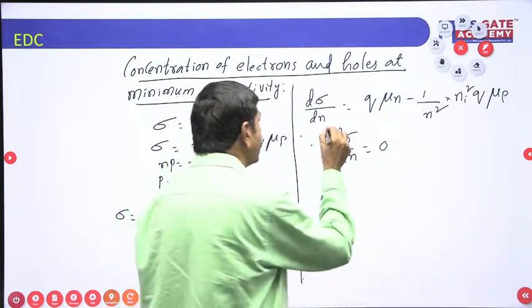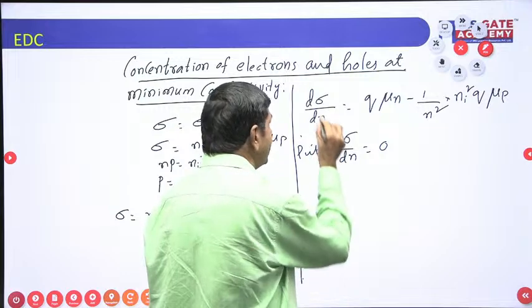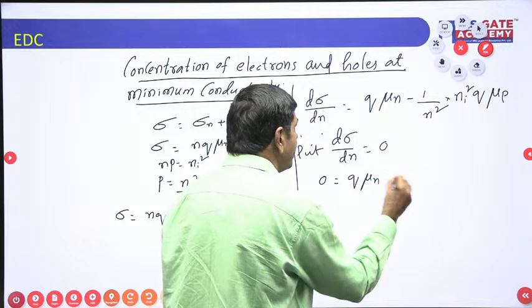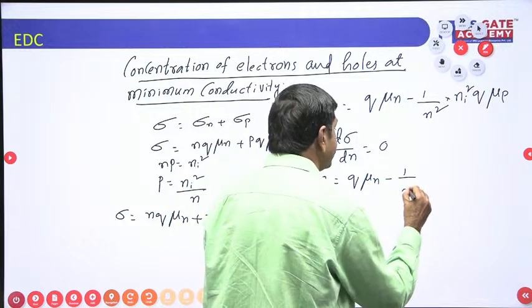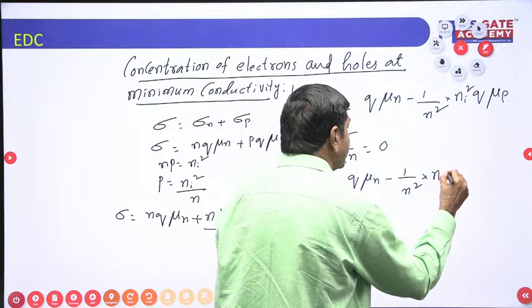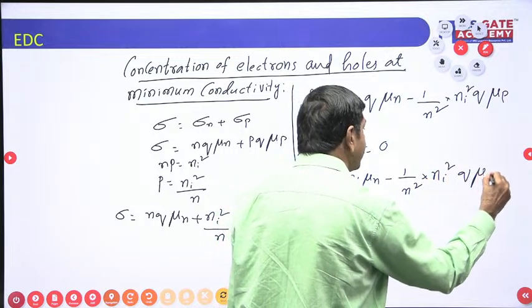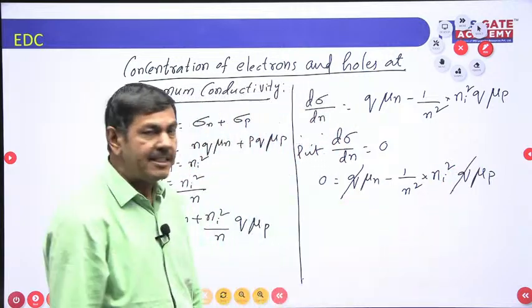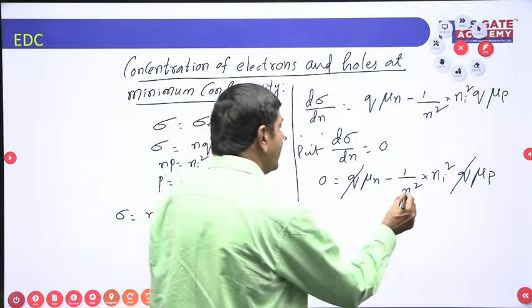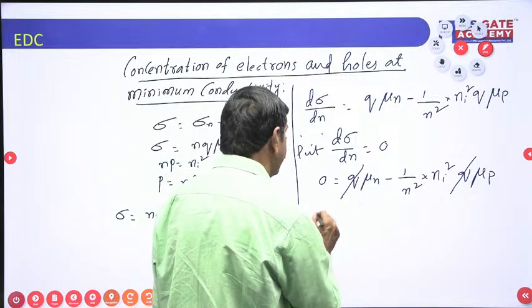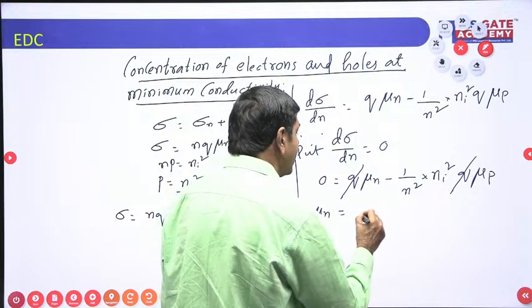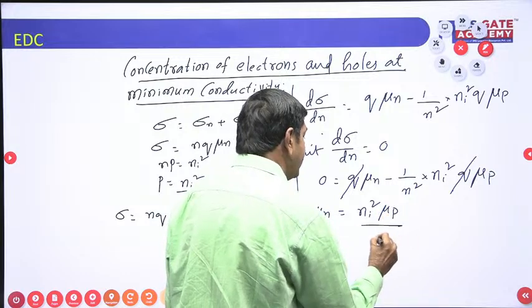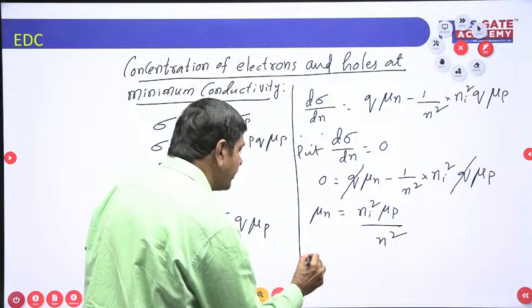Put this directly. If you put it as 0, I will get Q into mu n minus 1 by n square into Ni square into Q into mu P. Thereby I can cancel the Q terms. My aim is to find n. So I can write 1 by n square, but the mu n equals Ni square mu P divided by n square. Finally, what is n you calculate.